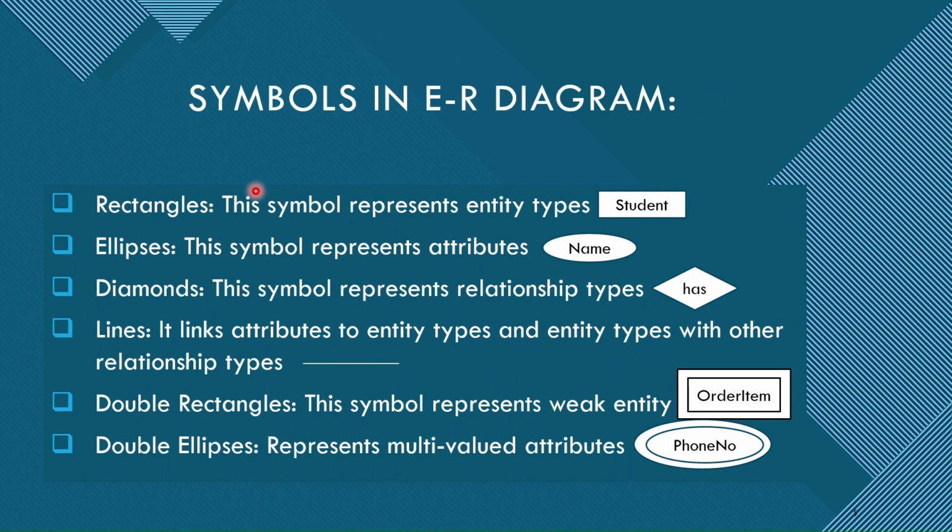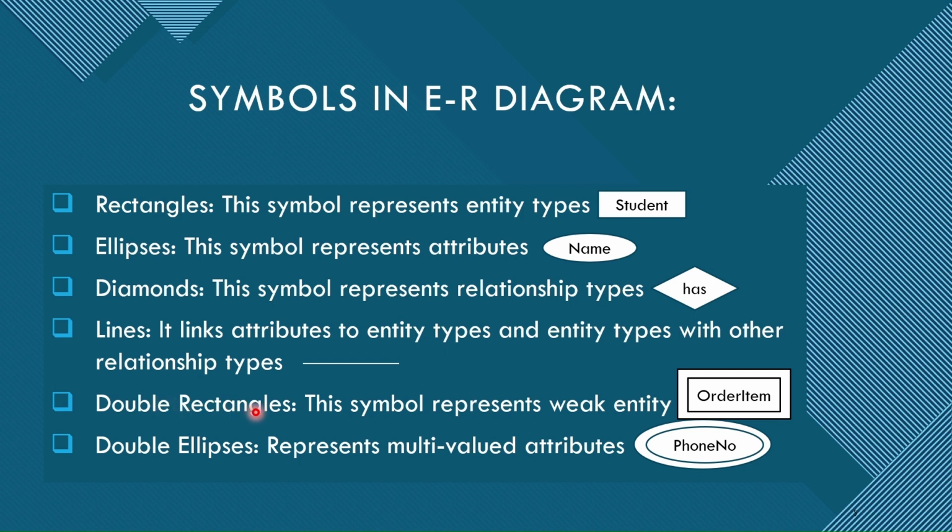There are various symbols in an ER diagram. Rectangles: this symbol represents the entity type, for example, student. Ellipse: this symbol represents the attributes of the entities. Diamond: this represents the relationship between entities. Lines: they link attributes to the entities and entities to the relationship types.